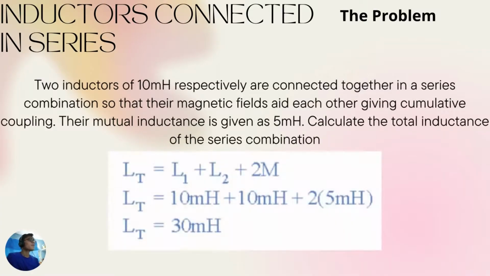Yes, sure. Two inductors of 10 millihenries each are connected together in a series combination so that their magnetic fields aid each other, giving cumulative coupling. Their mutual inductance is given as 5 millihenries. Calculate the total inductance. As they are contributing to each other, it would be L1 plus L2 plus 2M, and we got it as 30 millihenries.